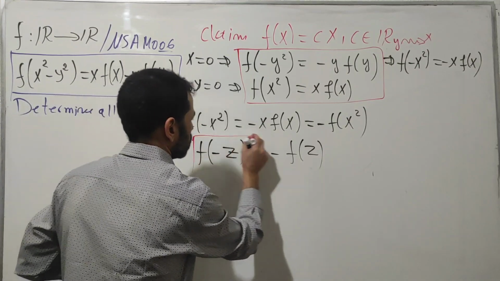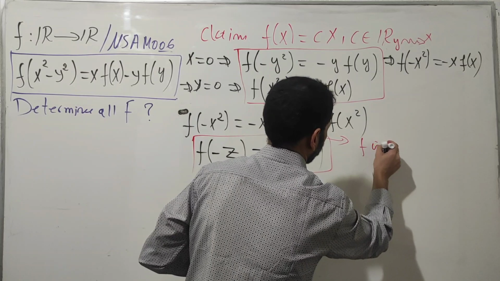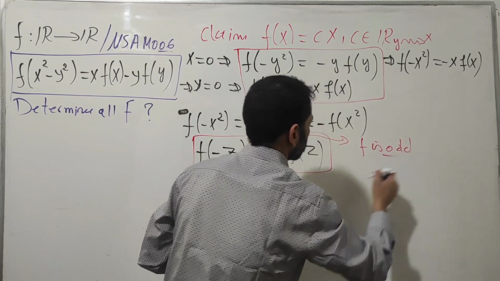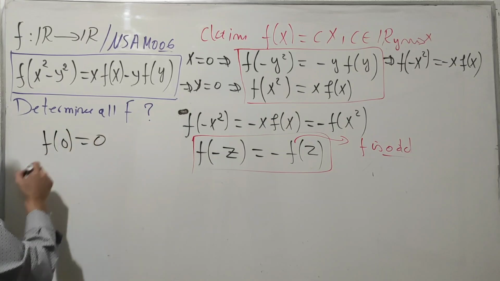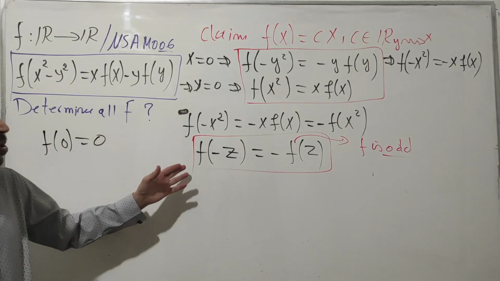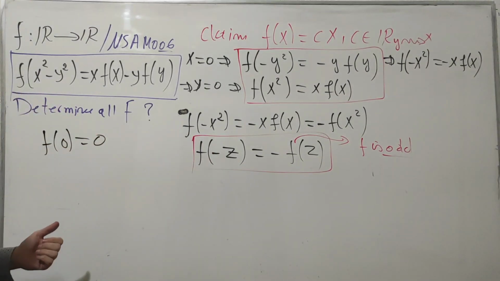So I get this new expression. This one immediately is starting as f is an odd function. Also f of 0 equals 0. Now let's prove this one is an additive function, as we have seen.